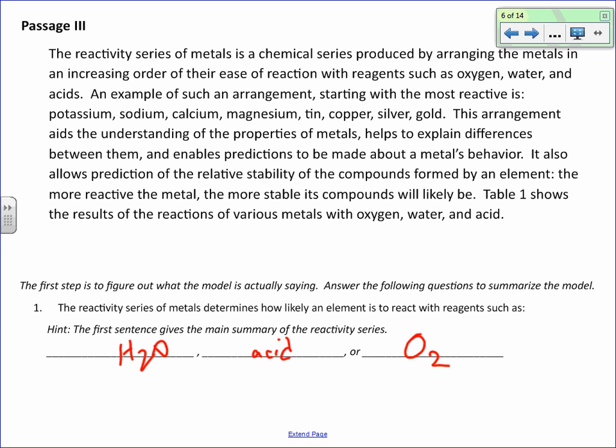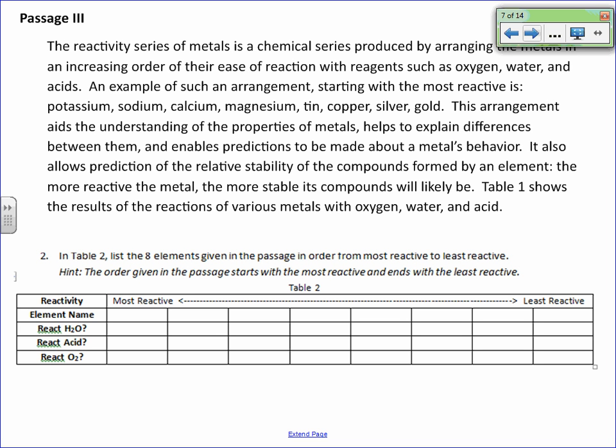Now the next question is going to get to what the last student question was. Is it beneficial to put them in order? Totally beneficial to put them in order. Because the whole model, what they're going to start to ask you is to hypothesize about if this thing is more reactive than that thing, what would it react with? You need to know the order for that to happen.